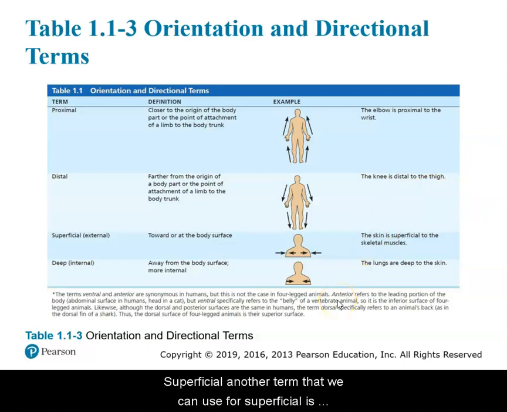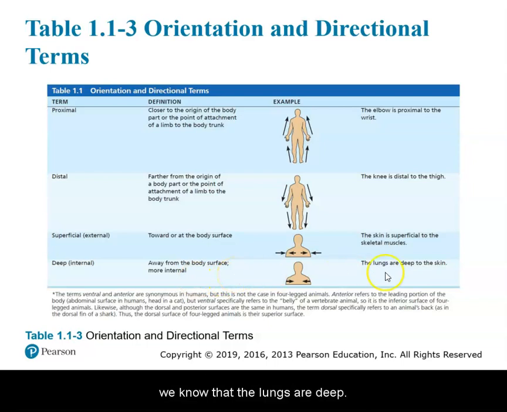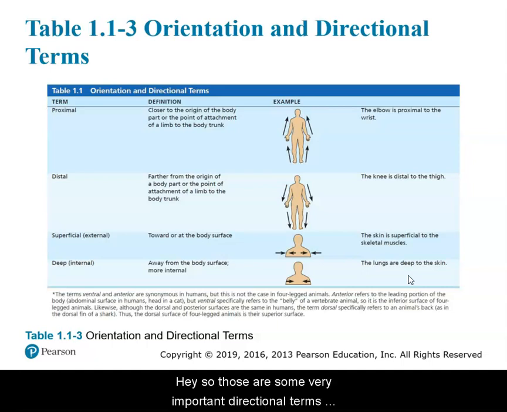Other terms that we use, we have superficial. Another term that we can use for superficial is external. Superficial, as its name implies, means toward or at the body surface. So in this example, the skin is more superficial to the skeletal muscles. Whereas deep means internal or away from the body surface. We know that the lungs are deep compared to the skin. Those are some very important directional terms that you do need to know.